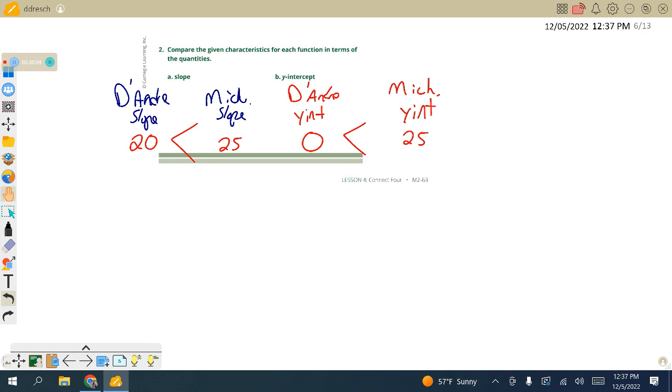Okay. All right, let's do one last one here. I'm going to add in a last question down here at the bottom. Let's compare DeAndre here. He's going to be capital D. Let's do D of 2. And let's compare that to Michelle. We're going to compare Michelle's as well. Okay, so D of 2 compared to M of 2.